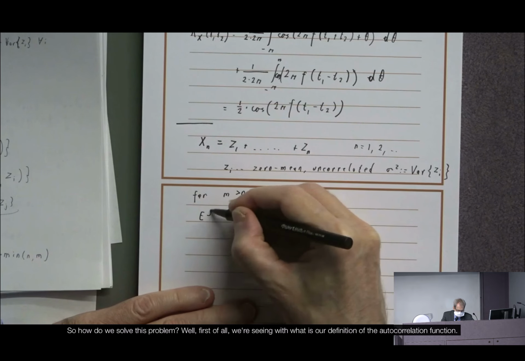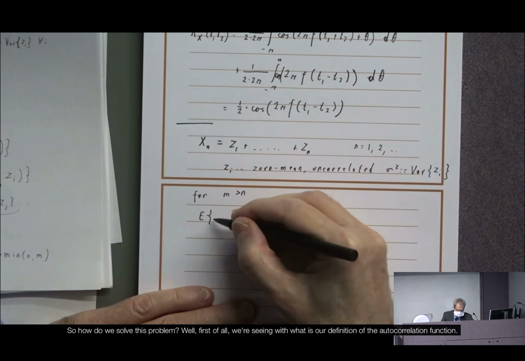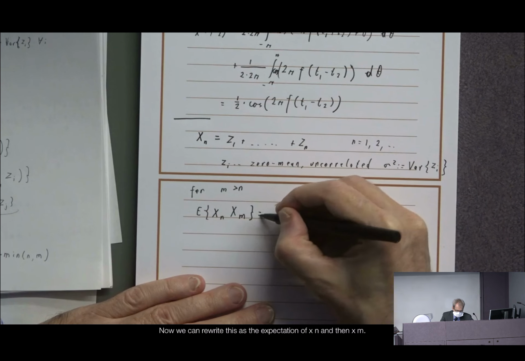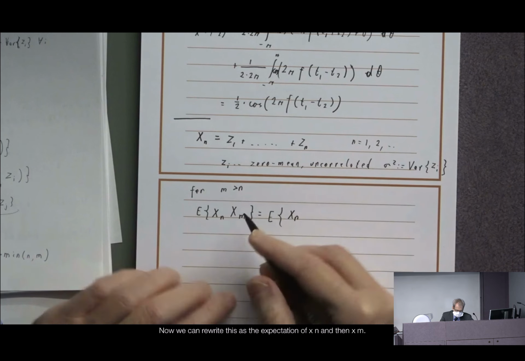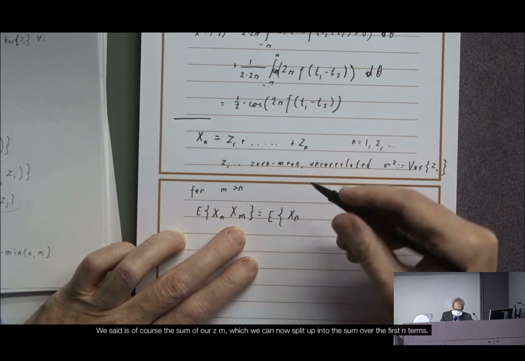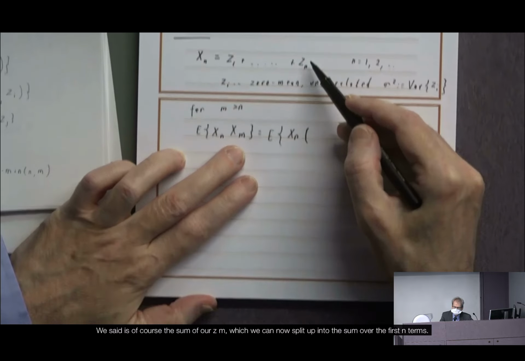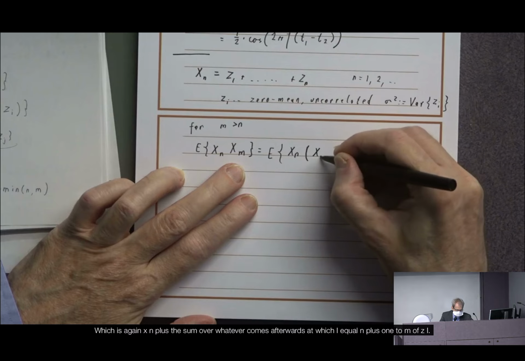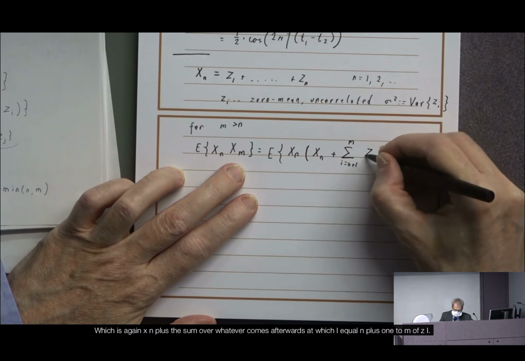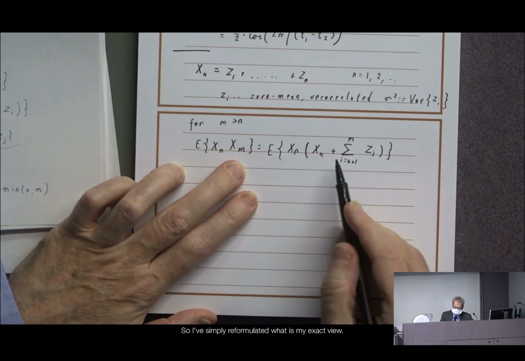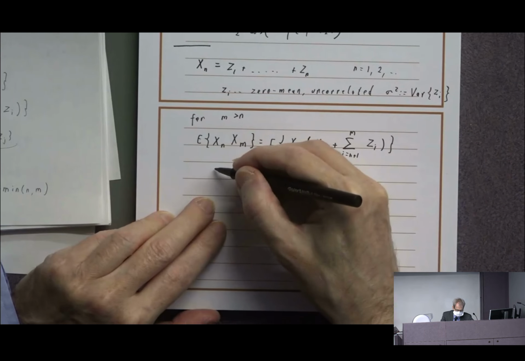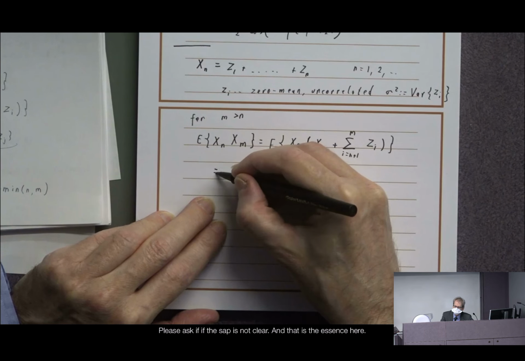Well, first of all, we're saying, what is our definition of the autocorrelation function? What's the expectation of xn times xm? Now, we can rewrite this as the expectation of xn, and then xm, we said, is, of course, the sum of our zm, which we can now split up into the sum over the first n terms, which is, again, xn, plus the sum over whatever comes afterwards, which is i equal n plus 1 to m of zi. So I've simply reformulated what is my xm here. Please ask if that is not clear, and that is the essence here.